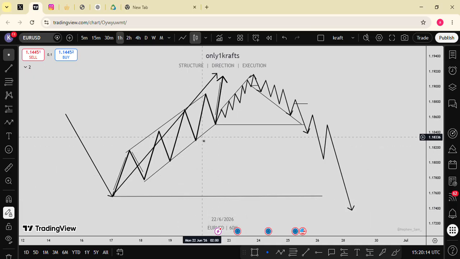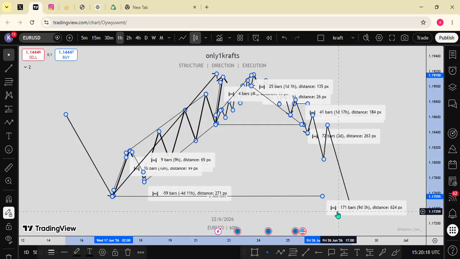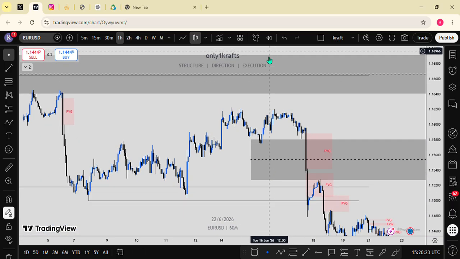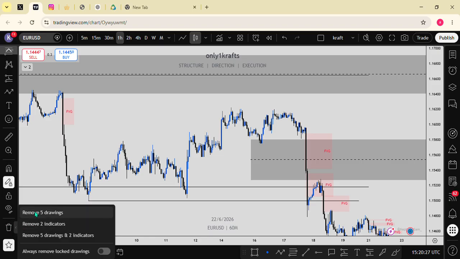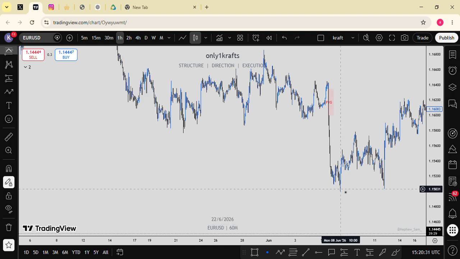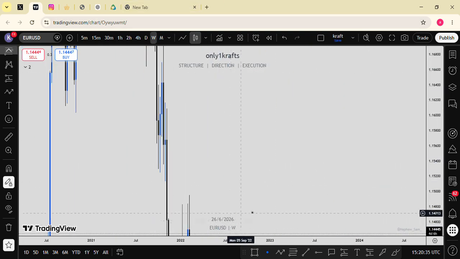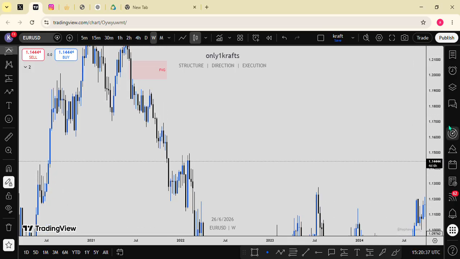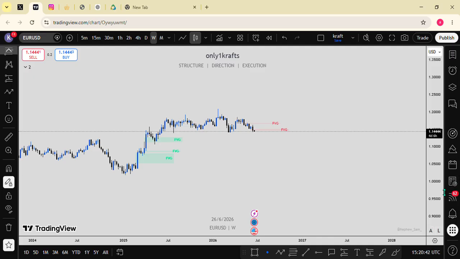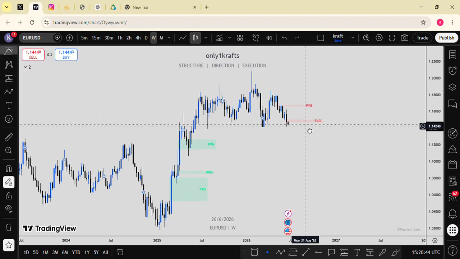Now let me give you some scenarios on the charts. Let's start on the weekly time frame. On the weekly time frame, Euro USD, what are we reading exactly?